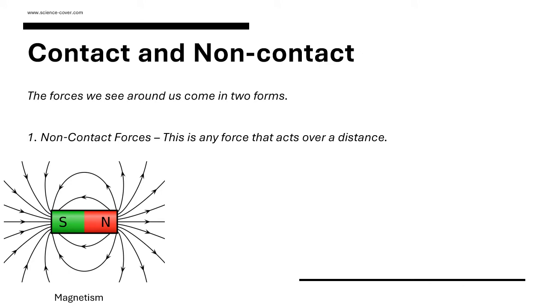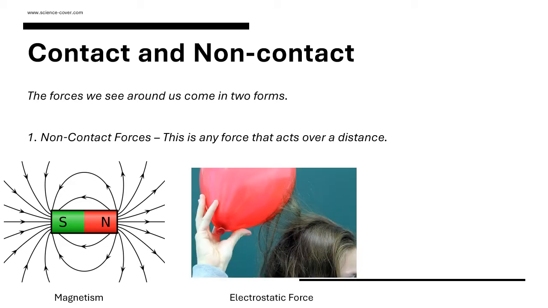A magnet can attract iron over a distance, therefore magnetism is a non-contact force. Static charges can draw things together over a distance, therefore electrostatic forces are non-contact forces. And gravity will pull two masses together over a distance. This means that a gravitational force is a non-contact force.